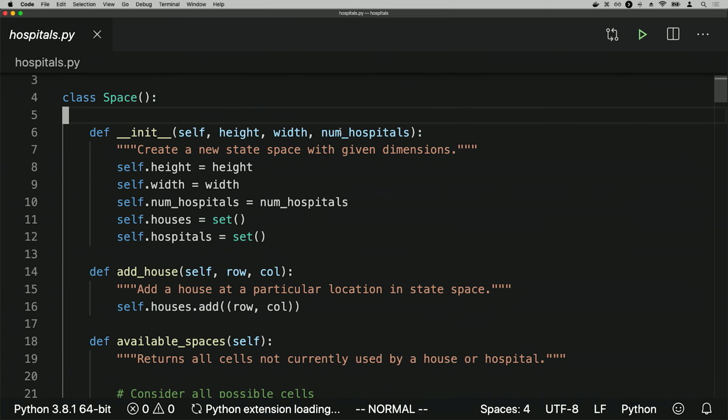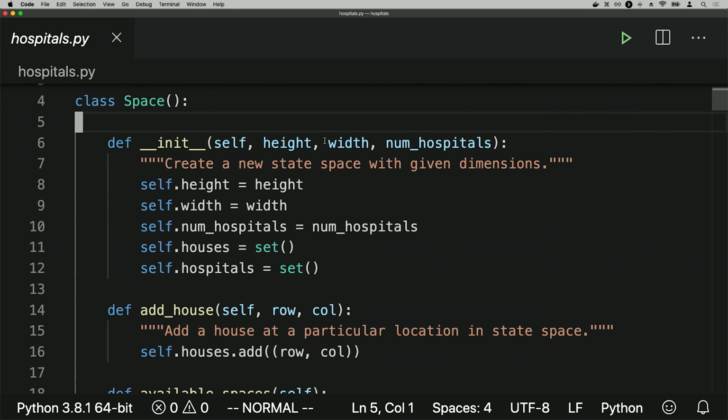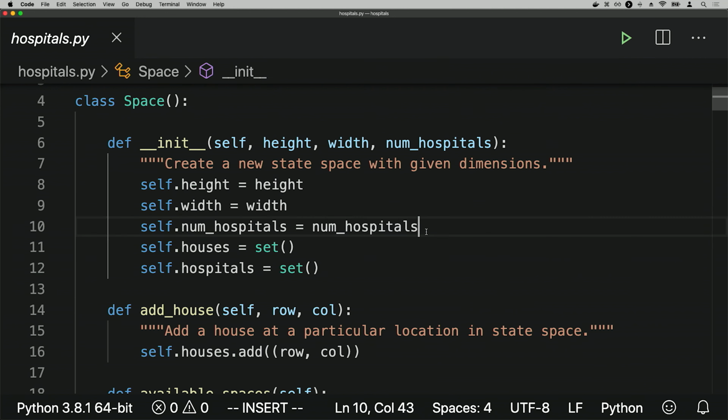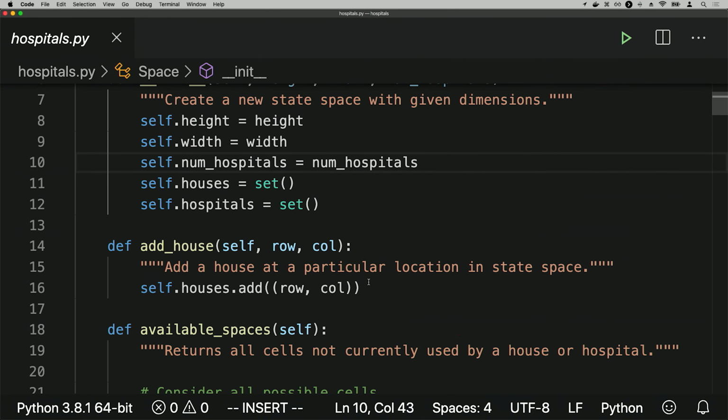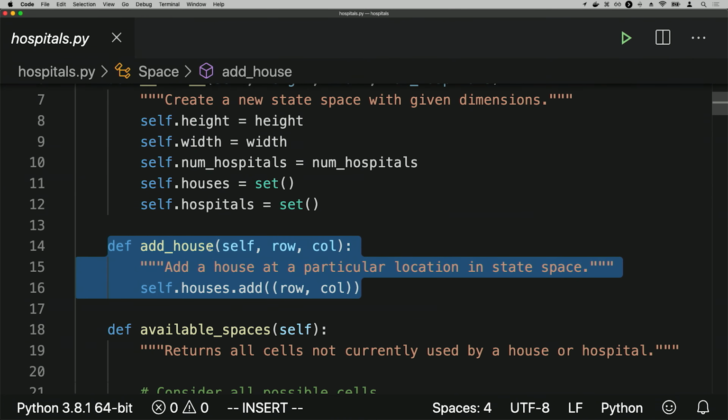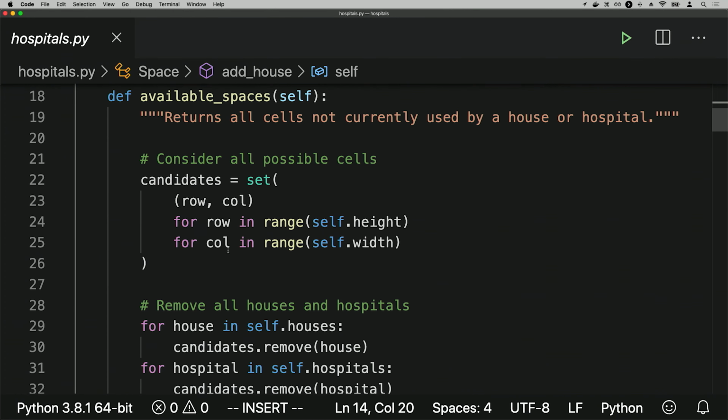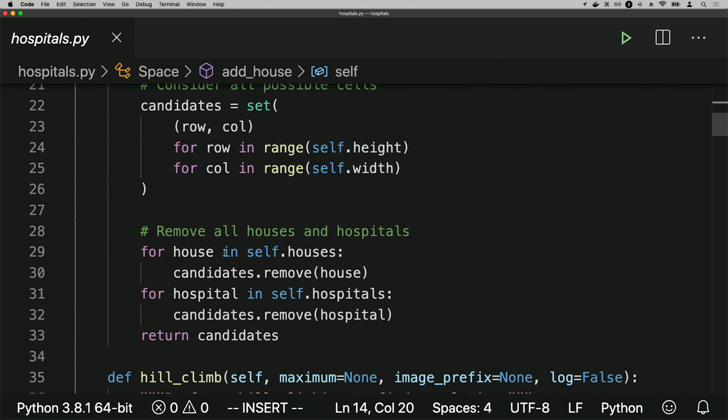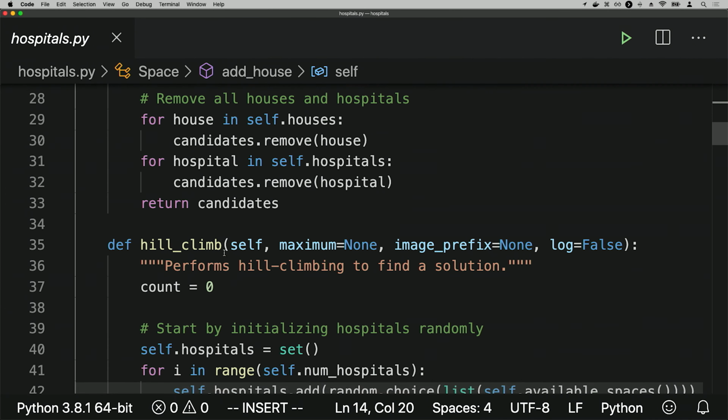I've defined a class that is going to represent the state space. So the space has a height and a width, and also some number of hospitals. So you can configure how big is your map, how many hospitals should go here. We have a function for adding a new house to the state space, and then some functions that are going to get me all of the available spaces for if I want to randomly place hospitals in particular locations.